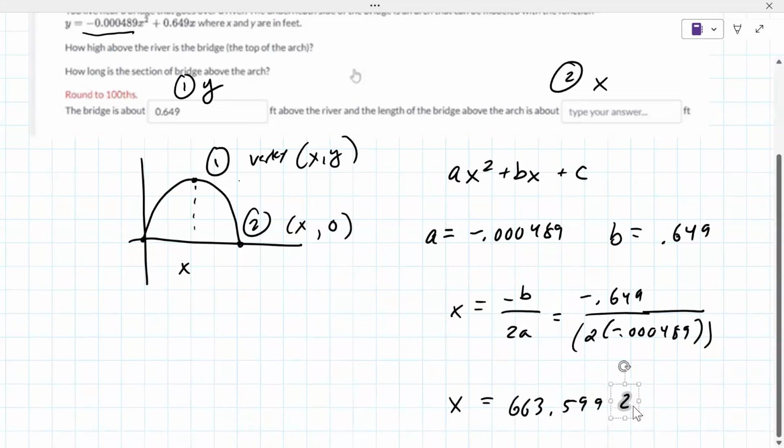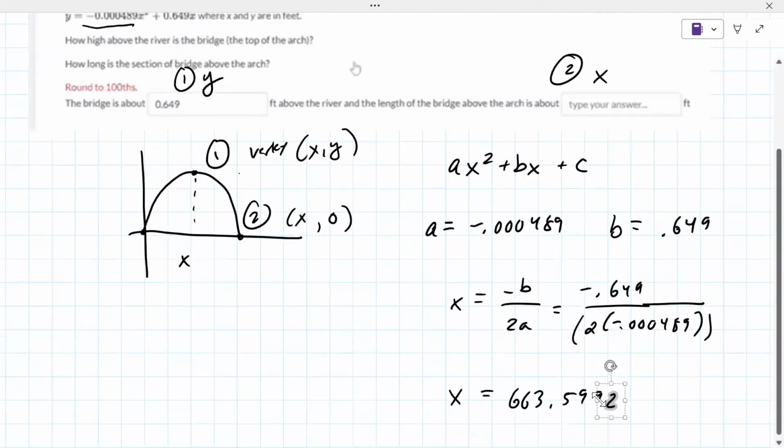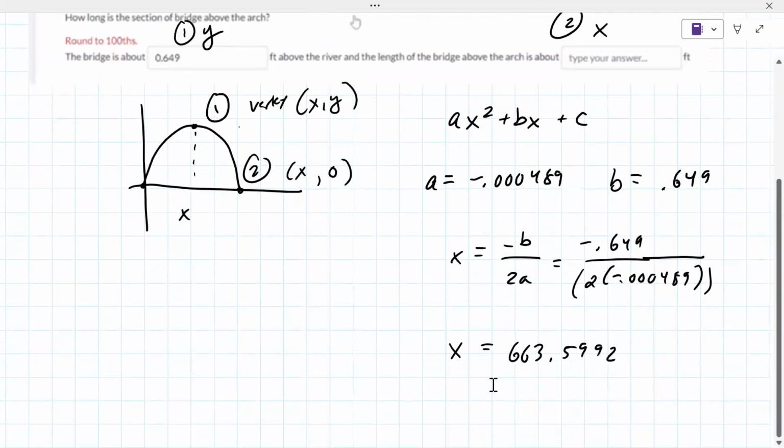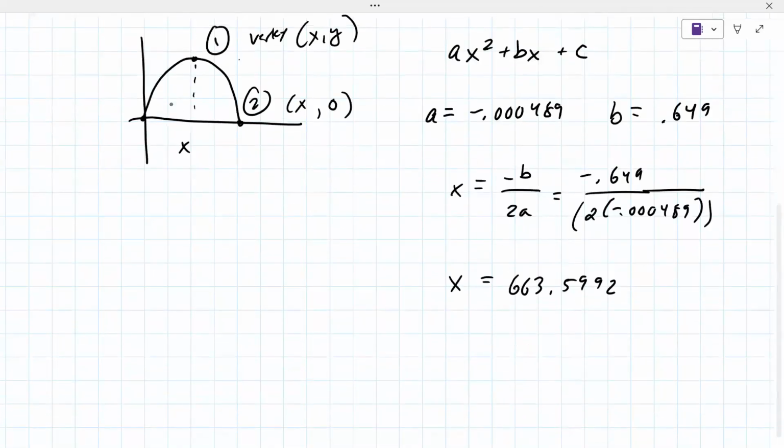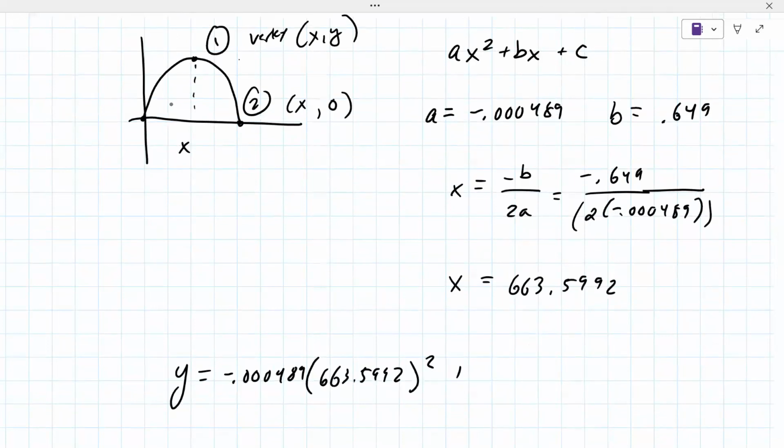Okay, 5992. You have to take that x value and put that back into the original equation. So you have to put this back in for x. Oh, all right, okay. So it's y equals minus 0.000489 times 663.5992 squared plus 0.649 times 663.5992. Let me know what you come up with for that, please. Okay, 1 second.